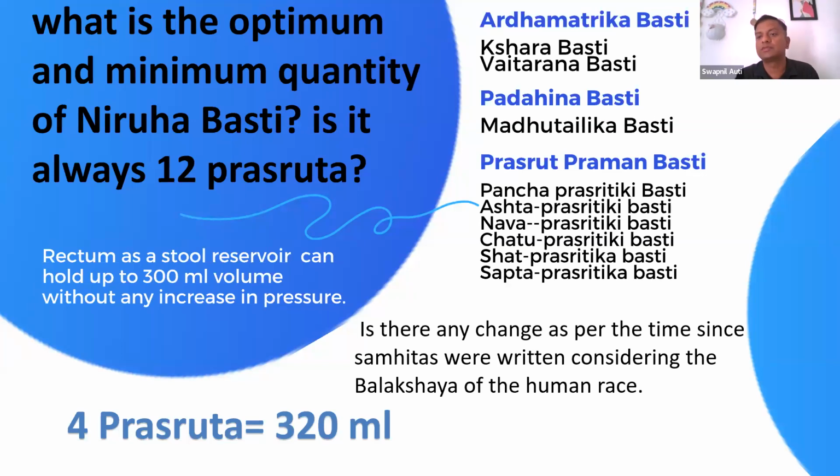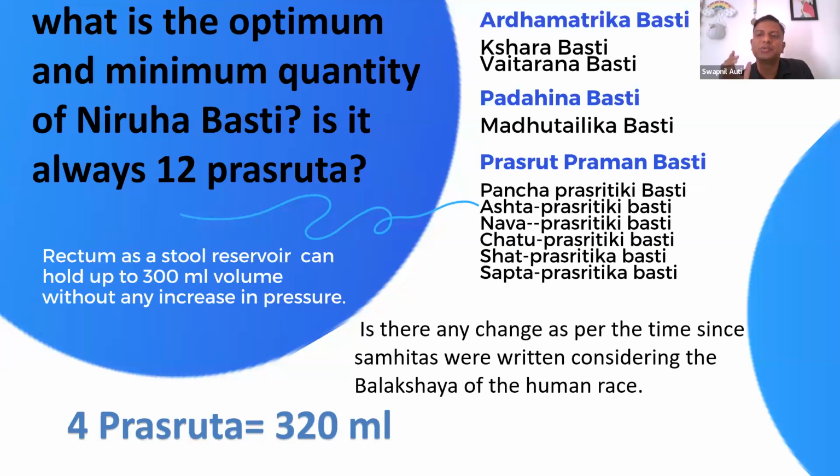The normal Dwadash Prasruti ki Basti is around 960 ml. That is around 1 liter, we can say. So we went up to 1500 ml and no complication was there in such a patient. That is the only one patient I have experienced. It may be an incidental finding, but it gives a clue that if the patient's capacity is there, the Basti is basically meant for colon cleansing.